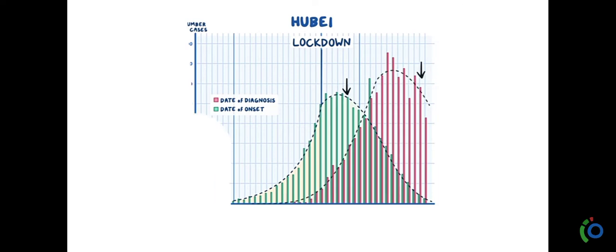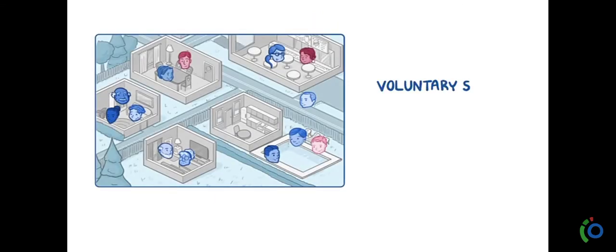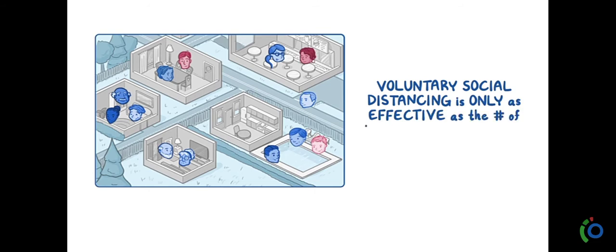in terms of fewer new cases coming to the hospital. The bottom line is, voluntary social distancing is only as effective as the number of people who are practicing it. If enough people don't adhere, then the virus can continue to spread, and the pandemic drags out, ultimately resulting in more deaths.